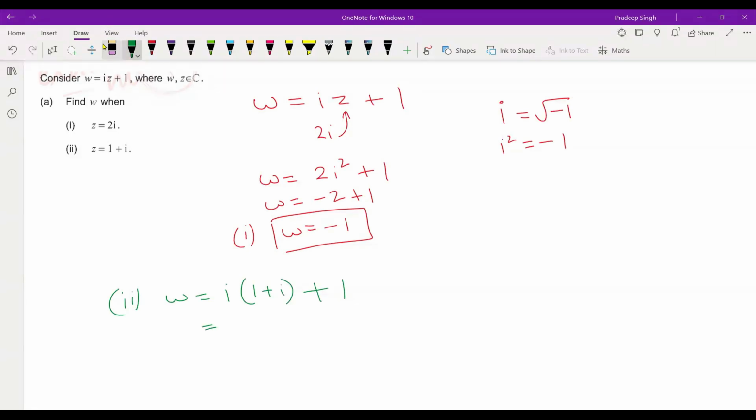Let's simplify this. If you open up the bracket, we'll get i plus i square plus 1. And we know i square is nothing but minus 1. Minus 1 and plus 1 will get cancelled out. Eventually, we just get W is equal to i as our answer. So this was pretty straightforward. Now moving ahead to the second part of the same question.